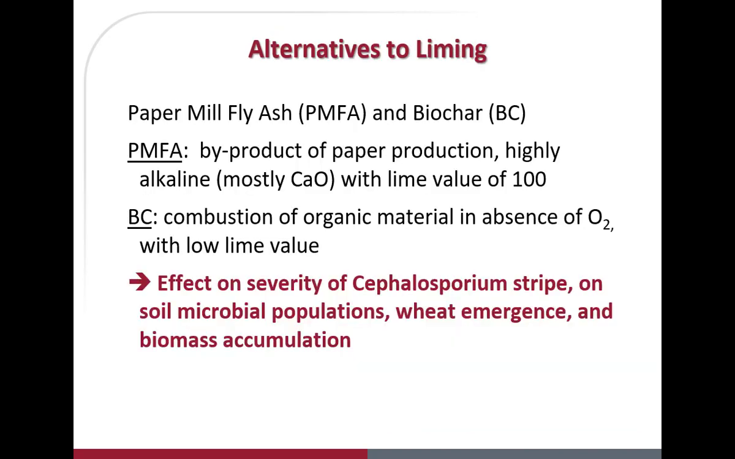Okay. So one of the things that we've begun looking at is alternatives, I shouldn't say alternatives to liming, but alternative products. Two of the things that we're looking at are paper mill fly ash and biochar. Paper mill fly ash is a byproduct of paper production. It's highly alkaline. It's mostly calcium oxide, about 60% or so. And it has a lime value of about 100 or so.